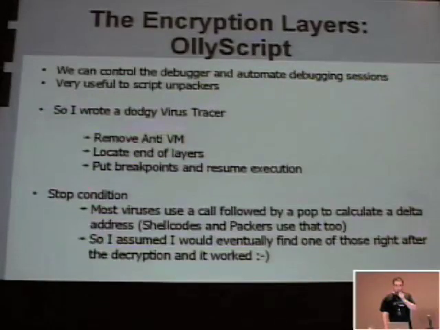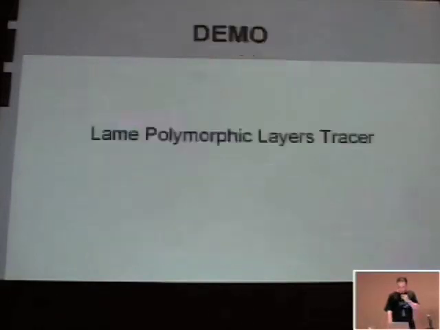So most viruses use a call followed by a pop to calculate a delta offset. It's used in shellcodes and packers as well, just to know where your data is, because you don't know where the virus is going to be in memory in advance. So anyway, I assume that eventually the virus is going to get a delta offset. So I did some lame pattern matching, but it worked. So I'm going to do a demonstration now.